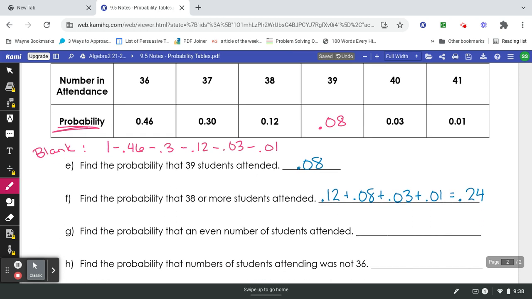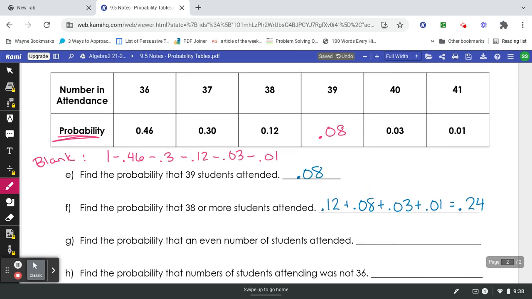All right, find the probability that an even number of students attended. So if I'm looking at my even numbers, and when we talk about the number of students, we're talking about this particular group, not the probabilities. So an even number of students would be 36, 38, 40. 0.46 plus 0.12 plus 0.03. That gets us 0.61 as a total.